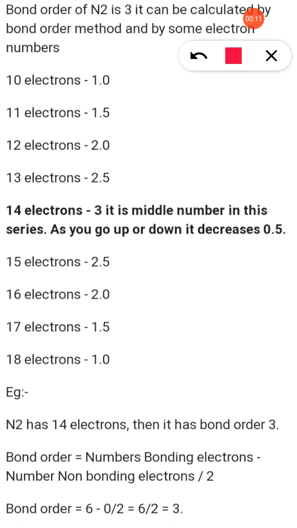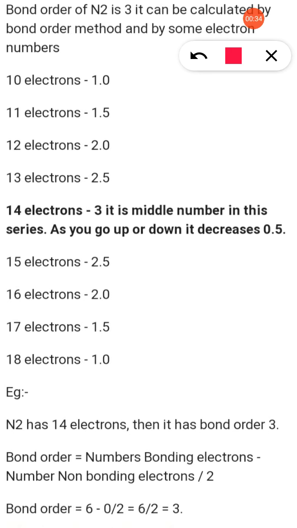Now here is a method to find the bond order of any molecule from their sum of electrons. It is a very simple method to find the bond order: the sum of the electron number. See here, suppose there are 10 electrons in that molecule, so the bond order becomes 1.